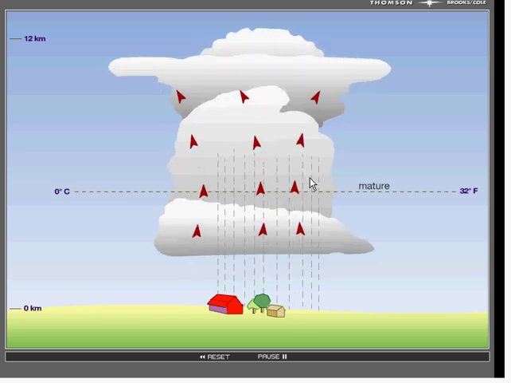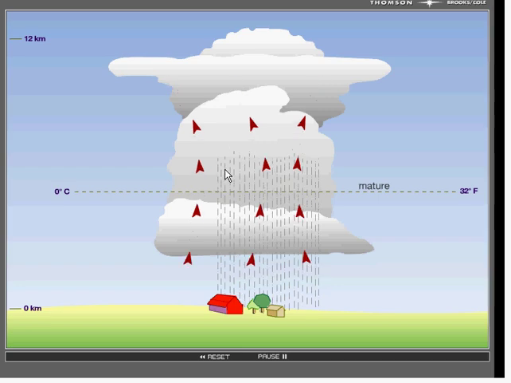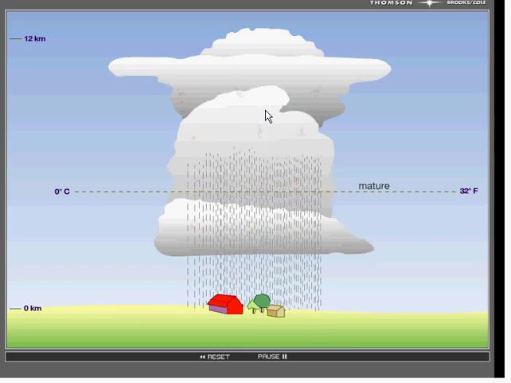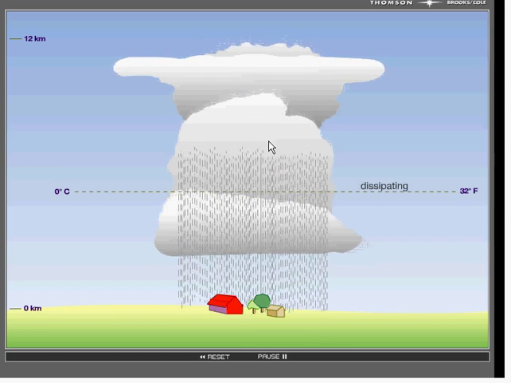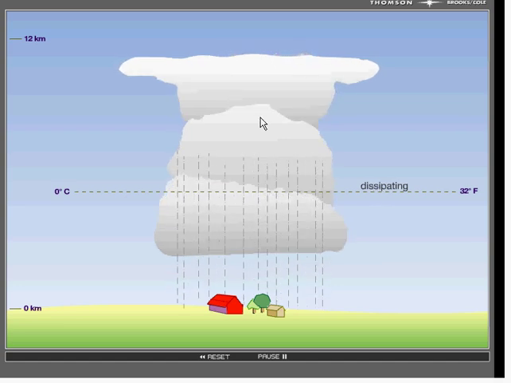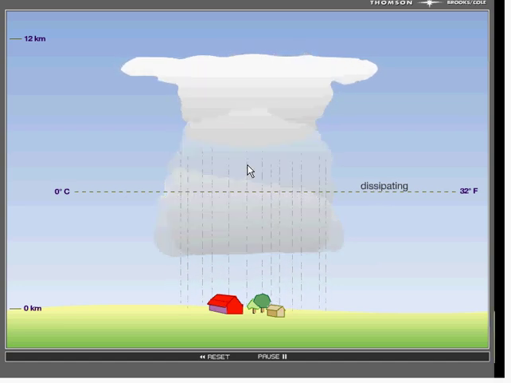And when it's in the mature stage, there's heavy rainfall and vigorous vertical lifting. But then in the dissipating stage, the cold downdrafts caused by the evaporation of the raindrops wipe out the rising air and essentially kill the updrafts. And so an ordinary air mass thunderstorm usually lasts maybe 20 minutes, a half hour.